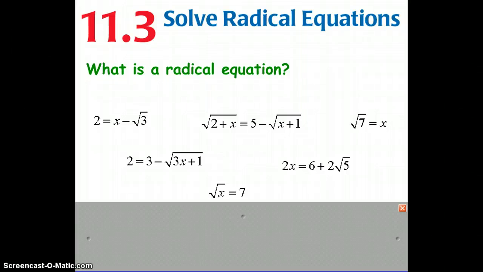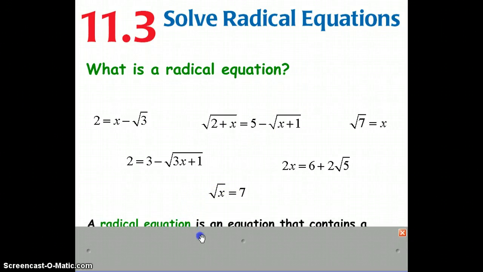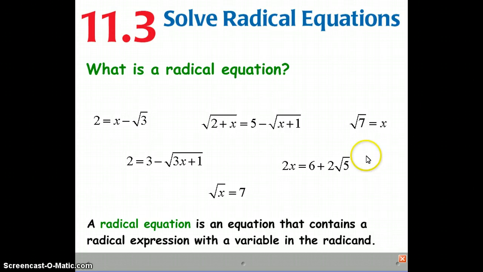So if you think that all of them are radical equations, let's look at the definition and see if we're correct. A radical equation is an equation that contains a radical expression with a variable in the radicand. So this is the key part of the definition. You have to have a variable inside the radicand, which is the expression that's inside the radical bar.